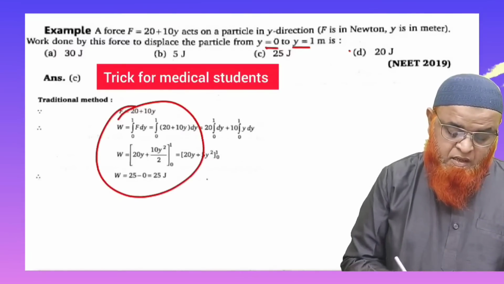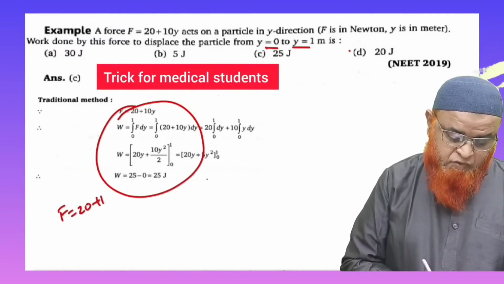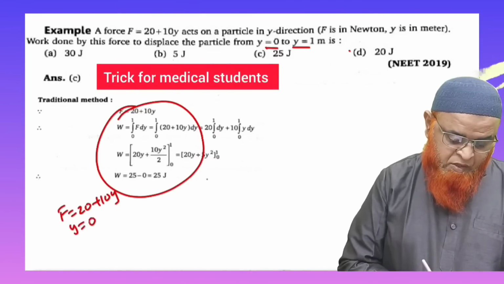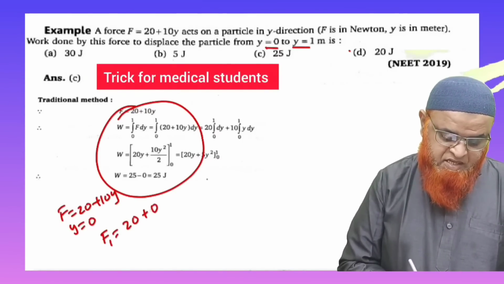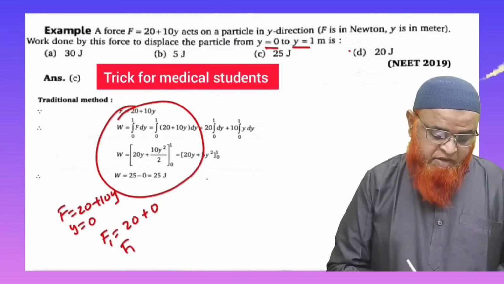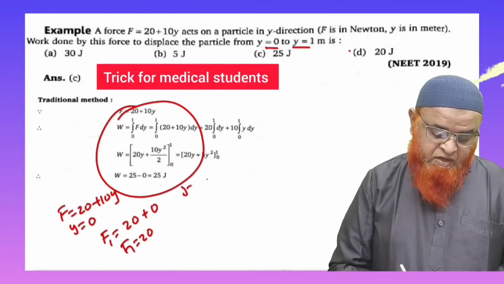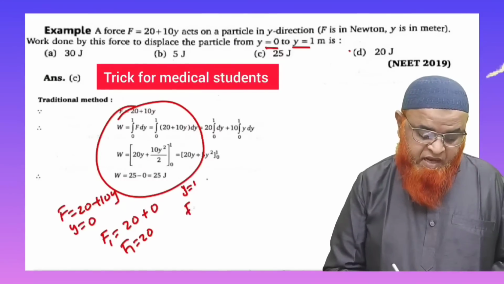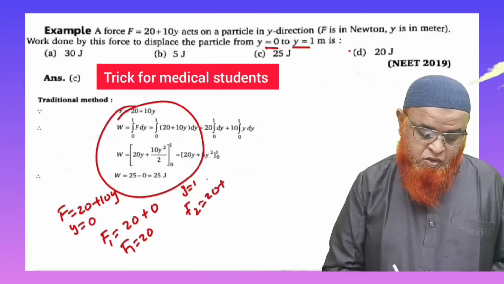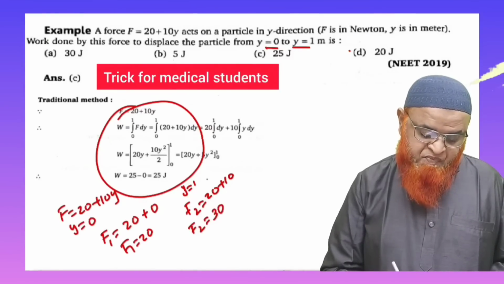See here, for example, if y is equal to 0, you all know that f is equal to 20 plus 10y. So if y is equal to 0, f1 will become 20 plus 10 into 0, which is 20. Next, if y is equal to 1 according to the condition here, then you will be getting f2 equal to 20 plus 10 into 1, that is f2 is going to be 30 here.